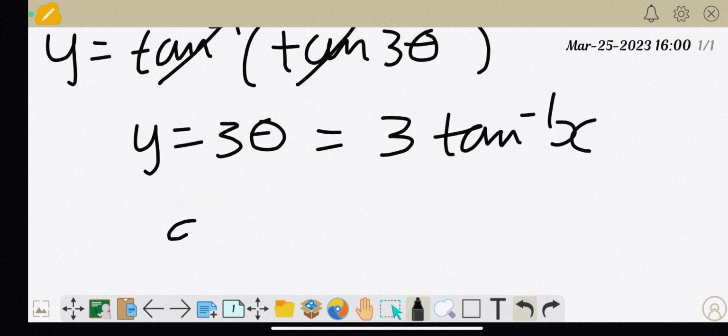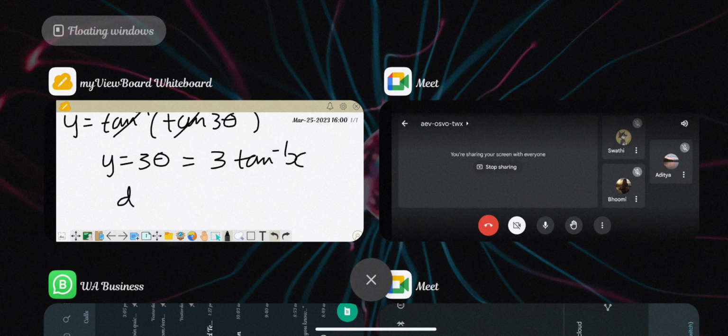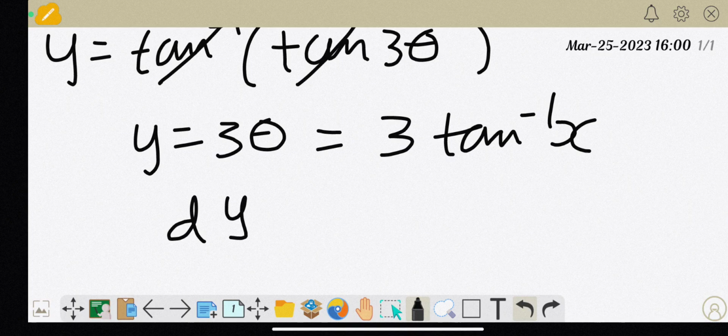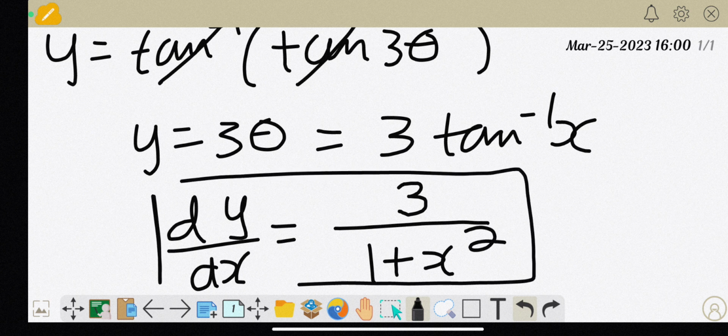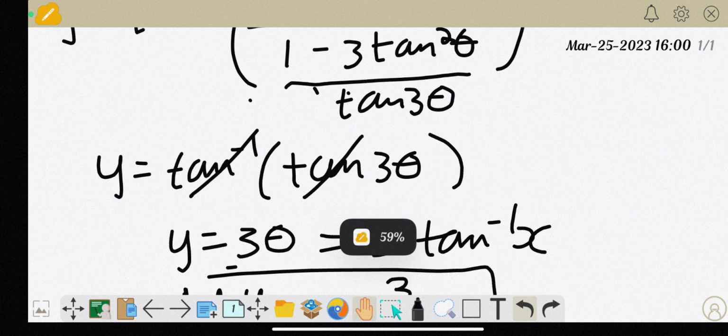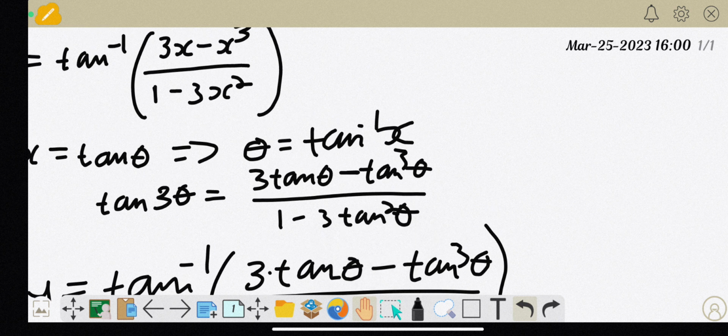So dy by dx is equal to 3 by 1 plus x square. Okay. So you understood this, right? How to solve this kind of problem. If you have any inverse trigonometry kind of problem, just do the suitable substitution, then you will get your answer.